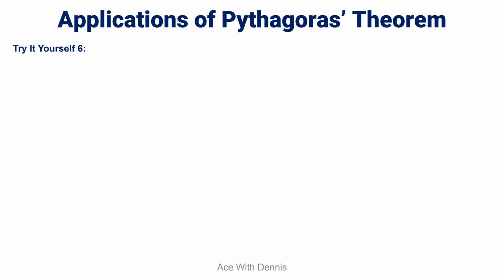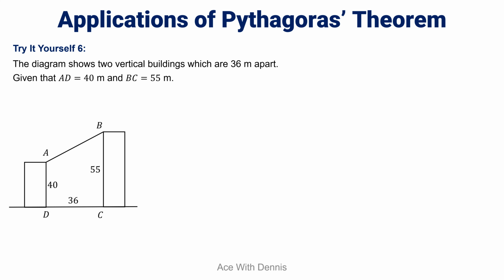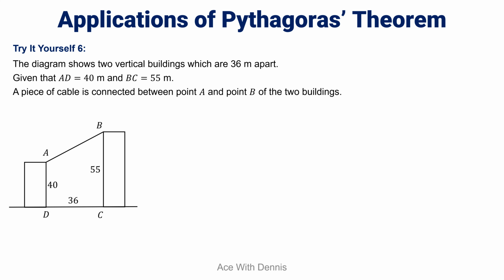Let's see, try it yourself 6. Given this diagram, the diagram shows two vertical buildings which are 36 meters apart. Given that AD equals 40 meters and BC equals 55 meters. A piece of cable is connected between point A and point B of the two buildings. What is the length of the cable? You can pause the video and try to do it yourself.